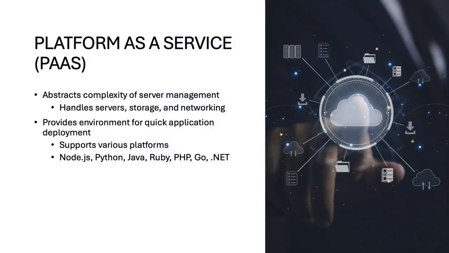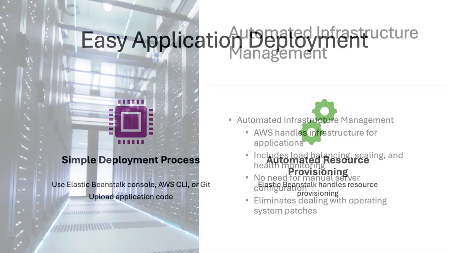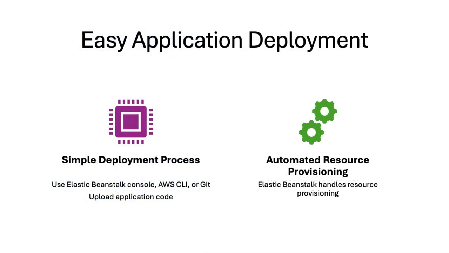Elastic Beanstalk is a platform as a service, PaaS, that simplifies server management by handling servers, storage, and networking. It provides an environment for quick application deployment and supports various platforms like Node.js, Python, Java, Ruby, PHP, Go, and .NET. AWS manages your application's infrastructure, including load balancing, scaling, and health monitoring, eliminating the need for manual server configuration and operating system patches.